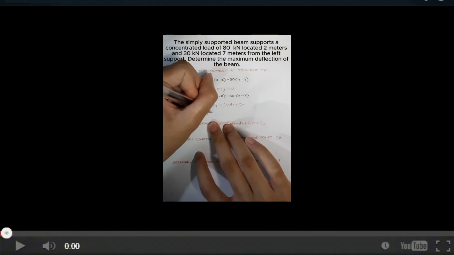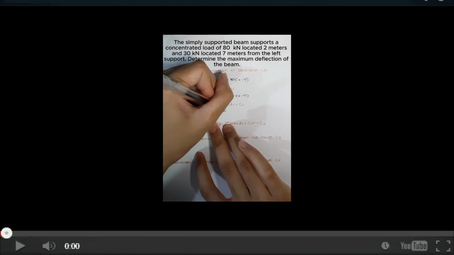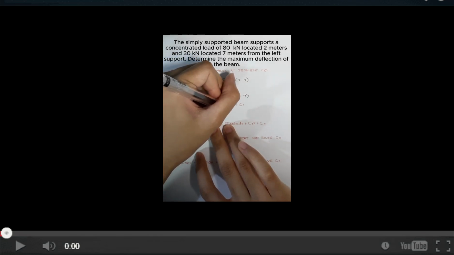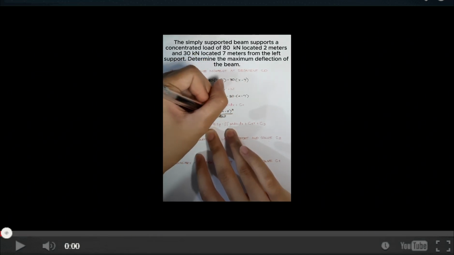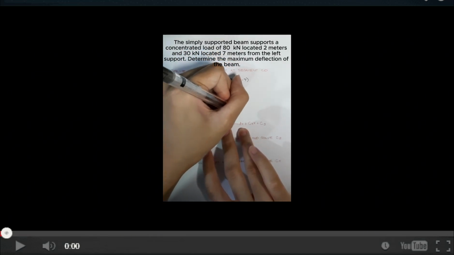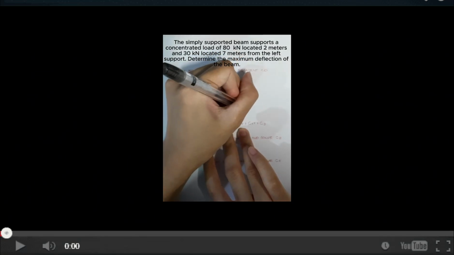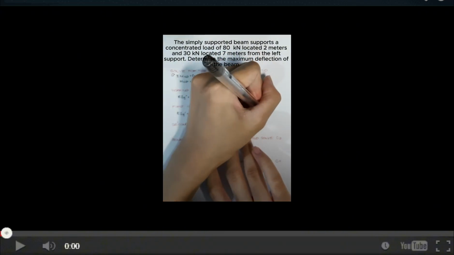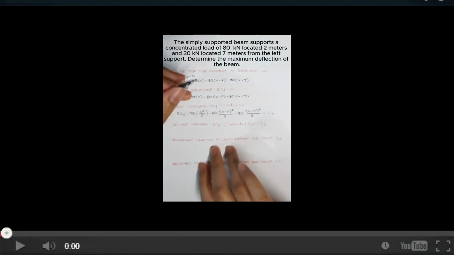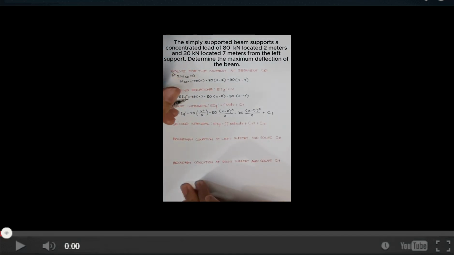The negative 80 (x minus 2) squared over 2 minus 30 (x minus 7) squared over 2 plus c1. So, sa every first integral, lagi tayong mag-a-add ng c1 at the end. Next is the second integral.